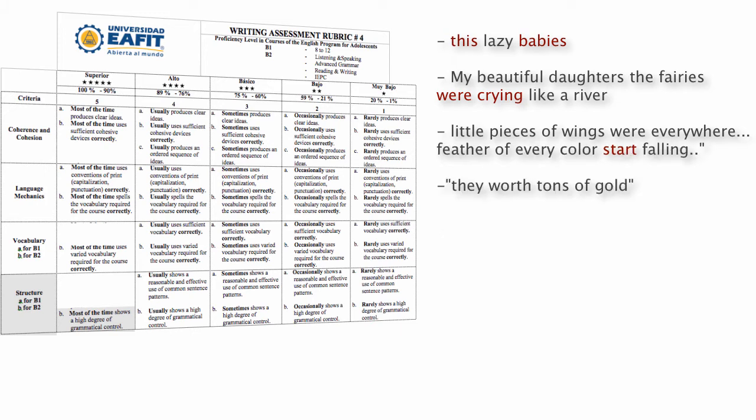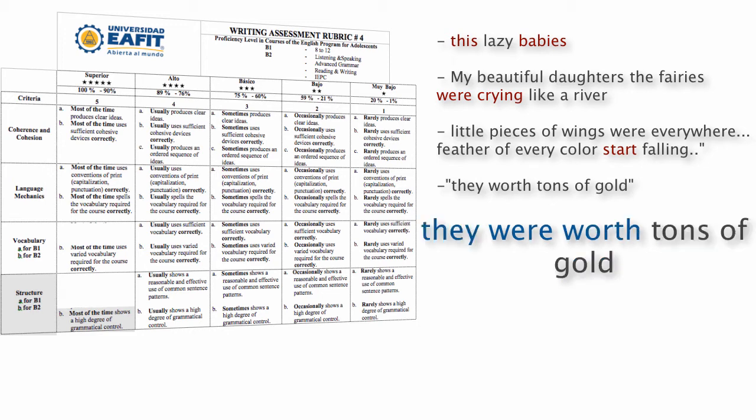"They worth tons of gold." Here the student must have inserted the word were between the words they and worth to turn the noun worth into a verb and thus correctly say, "They were worth tons of gold."